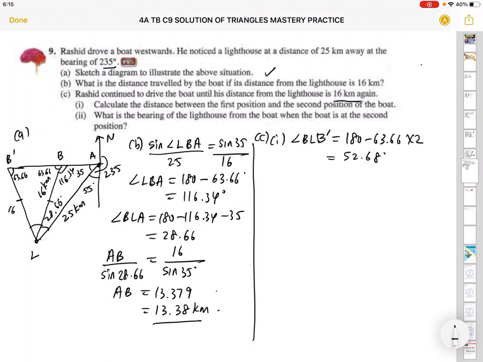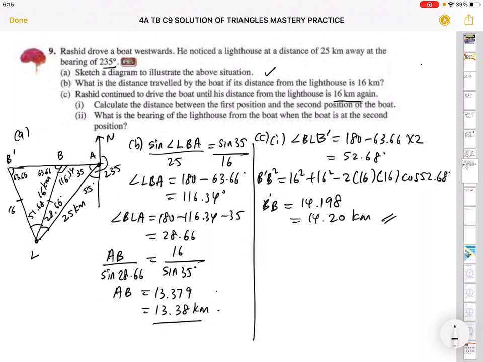To find BB prime, I would use the cosine rule. BB prime squared, or should I write B prime B squared, is better. The two sides are equal. 16 squared plus 16 squared minus 2 times 16 times 16 cos 52.68. Use your calculator, square root it straight away. I've got 14.198. Again, the textbook rounded it off to 14.20.